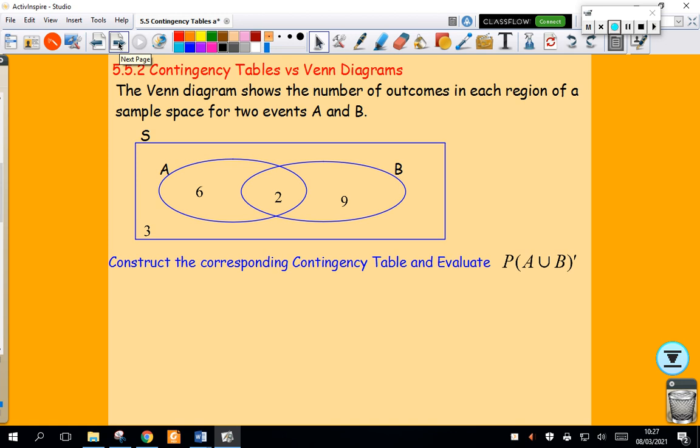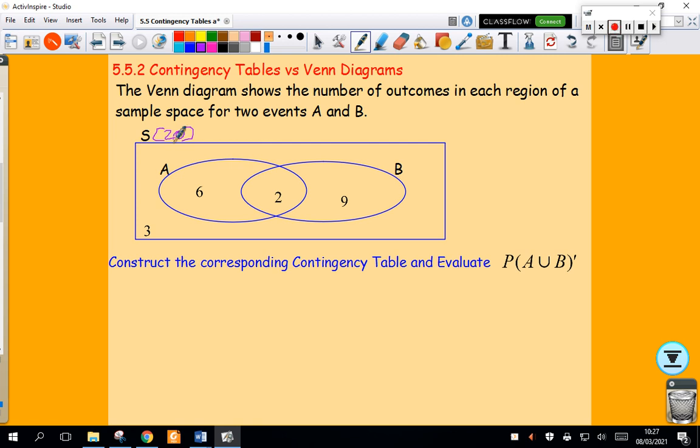So I'm going to get into this thing on Venn diagrams, and you'll remember seeing these things before. This diagram shows the number of outcomes in each region of a sample space for two events A and B. I'm going to think about how many outcomes there are altogether. Well, 3 and 6 is 9, 9 and 2 is 11, 11 and 9 is 20.